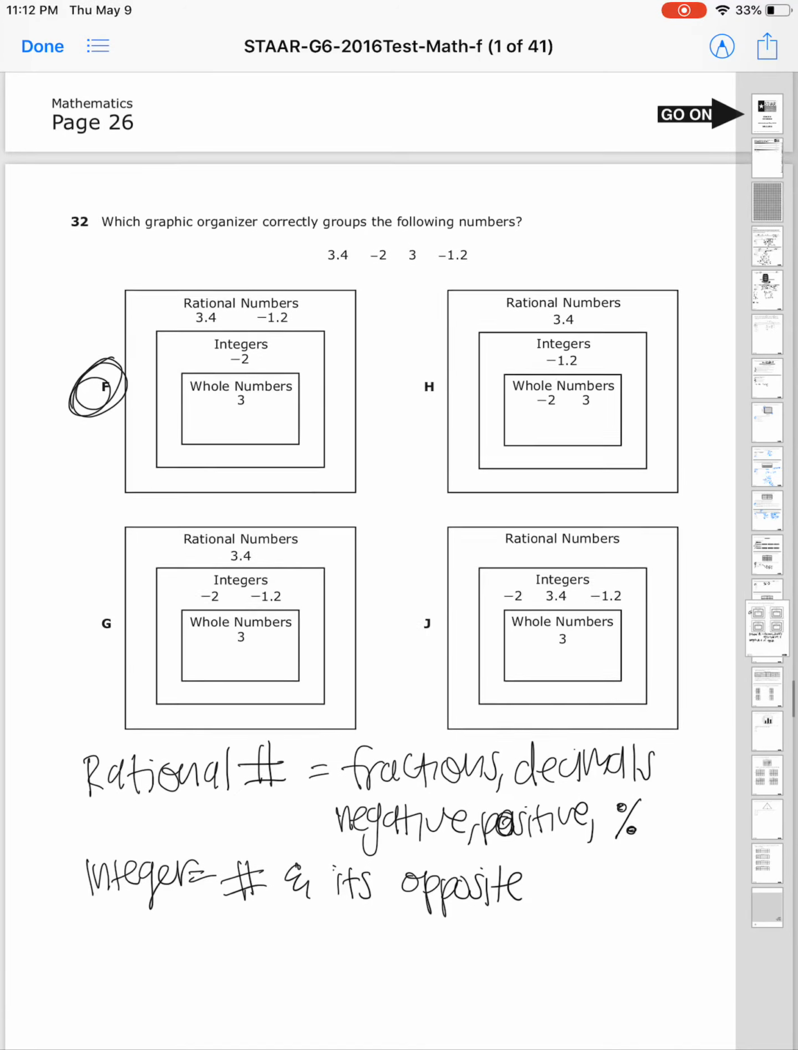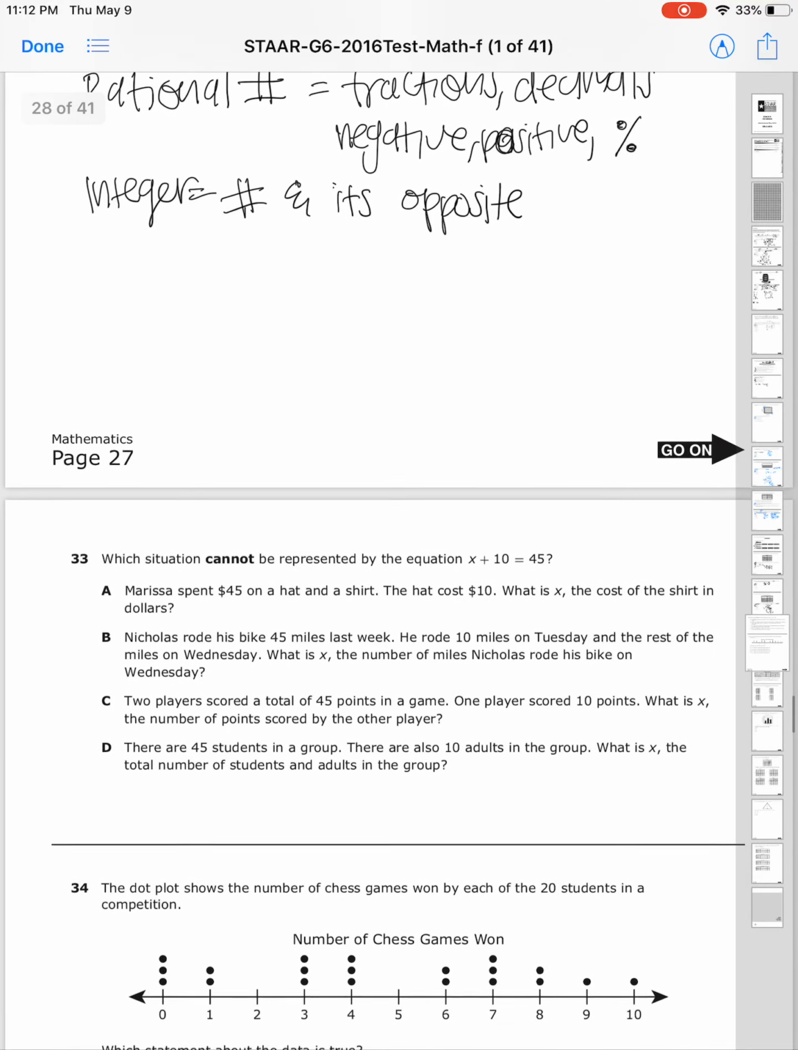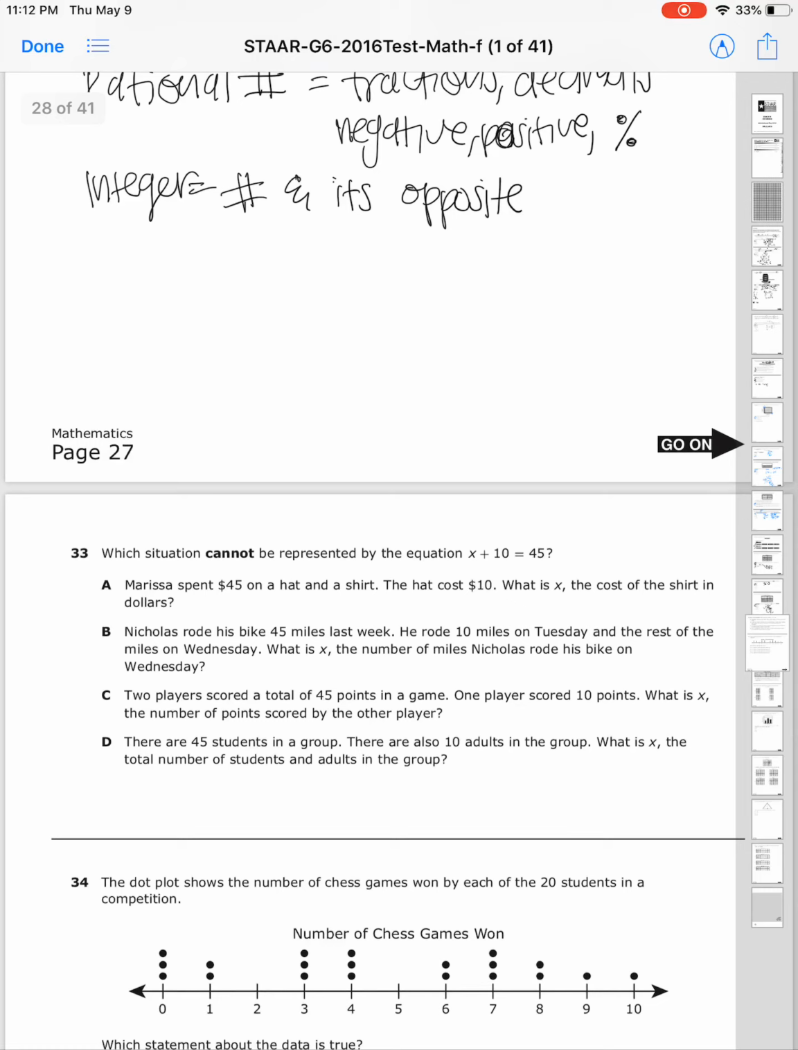Okay, moving on. 33, which situation cannot be represented by the equation x plus 10 equals 45? So if we look here, guys, it's saying that x plus 10 is going to be equal to 45. Okay, I'm not talking about subtraction. I'm not talking about division. I'm talking about addition.